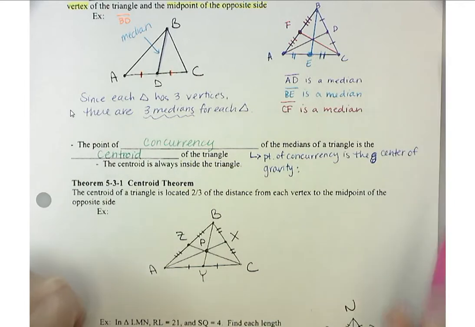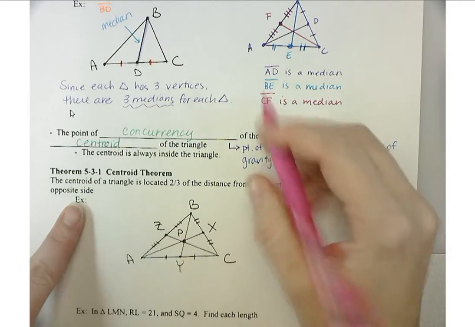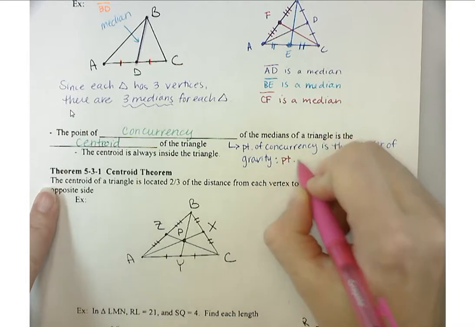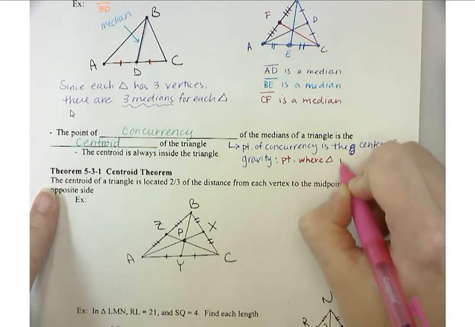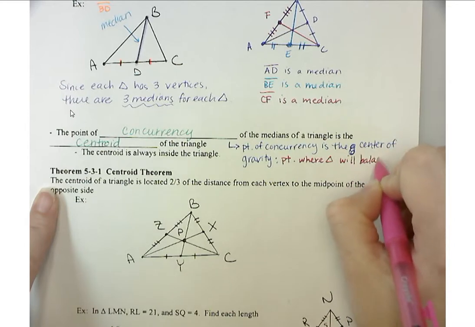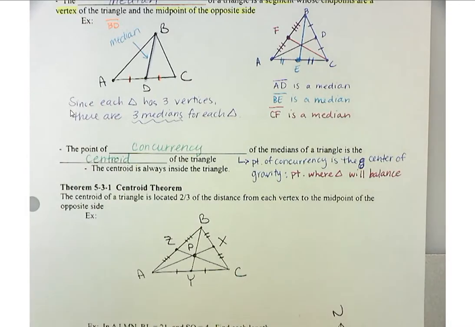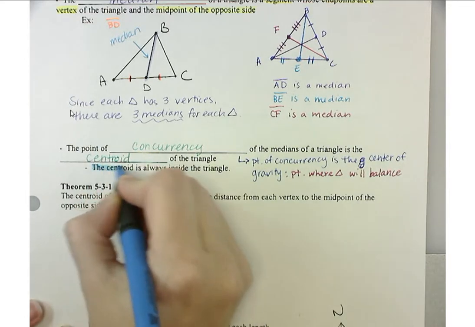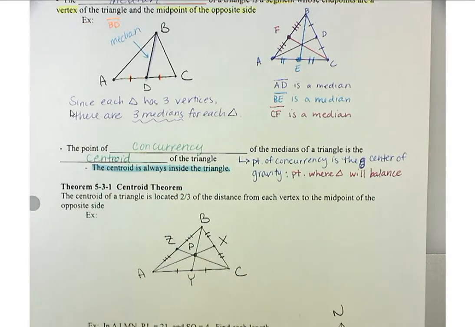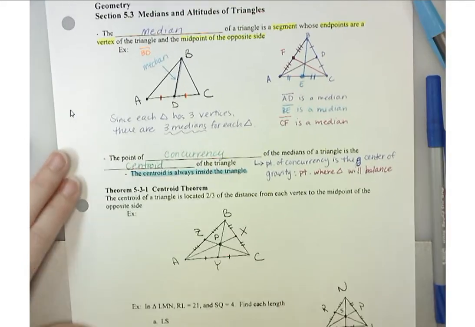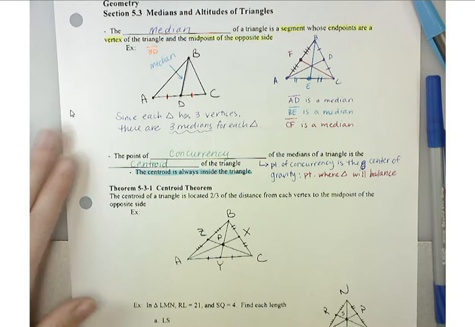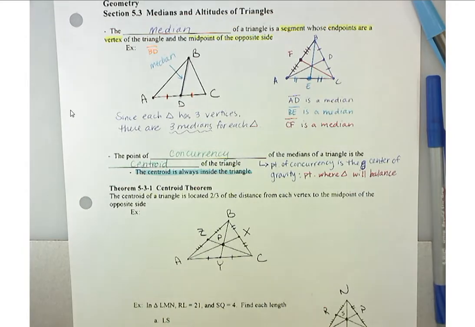Okay, so the point of congruency is the center of gravity. That is the point where the triangle will balance. And then here we see the centroid is always inside the triangle. Okay, and that's important because as we start to deal with some new vocab terms here, some new parts of the triangle, not all of them are always going to be inside the triangle.